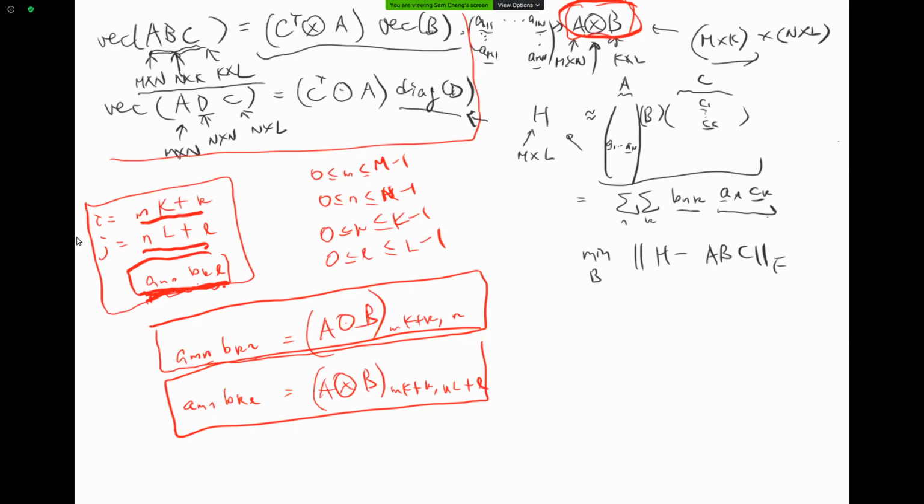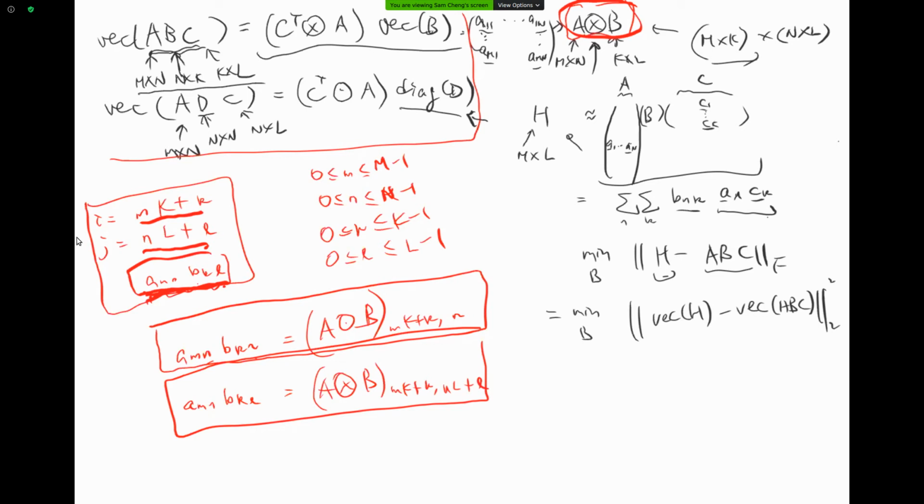And with that, I can change this by vectorizing both H and also A, B, C. So this problem is identical to if I vectorize H and vectorize A, B, C here. Then this will become just a vector. I want to look at the norm of the vector, the sum of squares of the elements, which is just the second norm here.